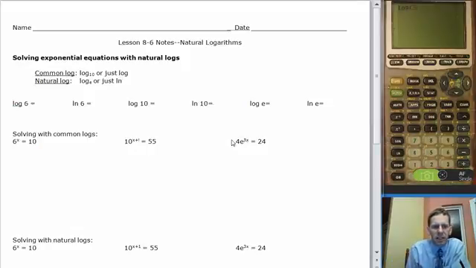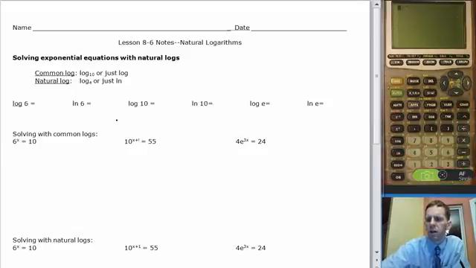There's also something called a natural log. A natural log is a log that has a base of e. This is also abbreviated ln. These are the initials for natural log, just kind of written in reverse order. There is a natural log button on your calculator. It's found right here, ln.